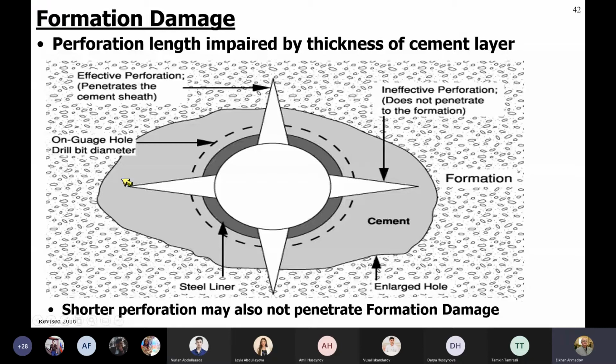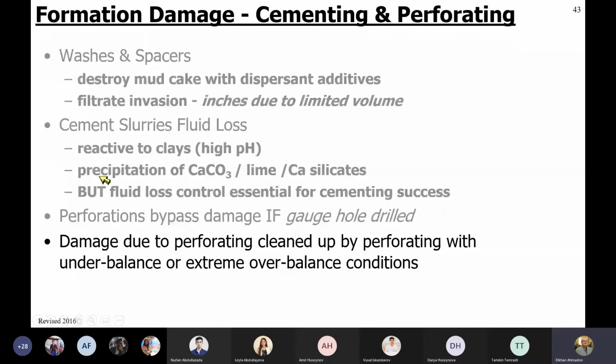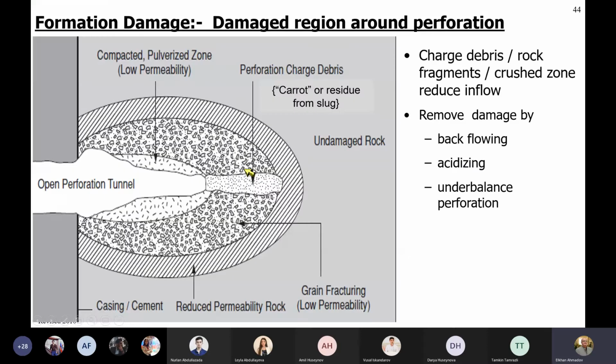So the damage due to perforating should be cleaned up by underbalance drilling or immediate flowback after the perforations, to clean these debris and the crushed materials due to the perforation. Acidizing might also be used to clean those materials to increase the permeability around the perforation tunnel.